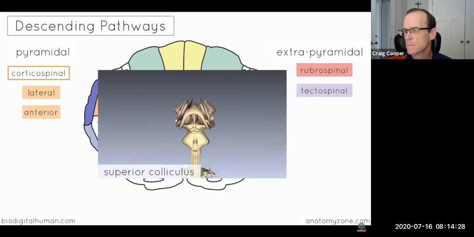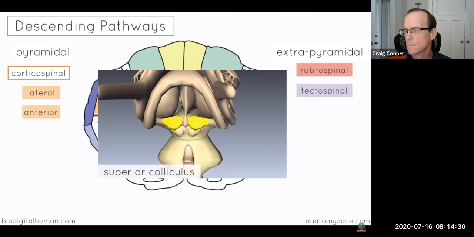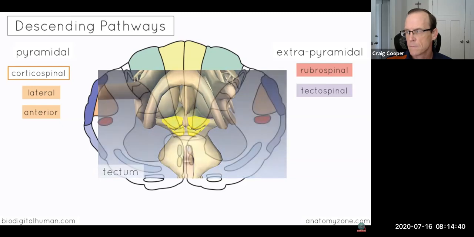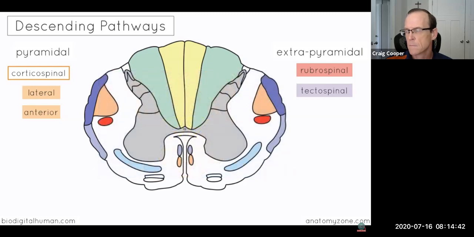So the clue's in the name again. The tecto part of this word refers to the tectum, which consists of the superior colliculus and the inferior colliculus. So fibres from the tectospinal tract mainly terminate in the cervical segment of the spinal cord and carry information responsible for movements in response to visual sensory information.